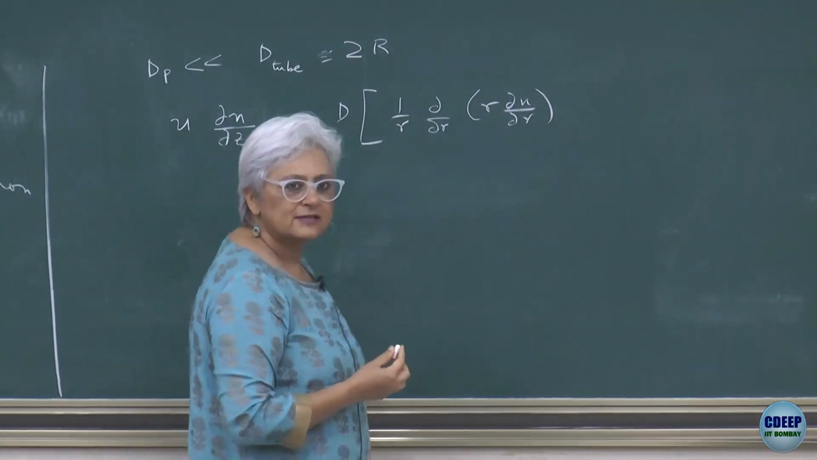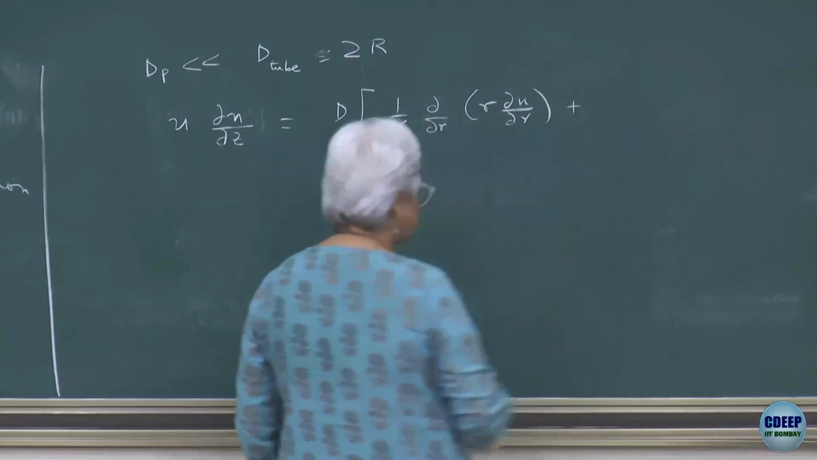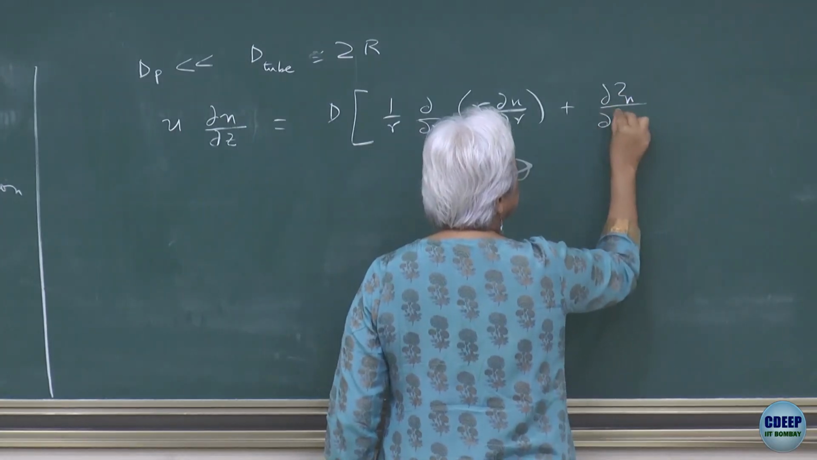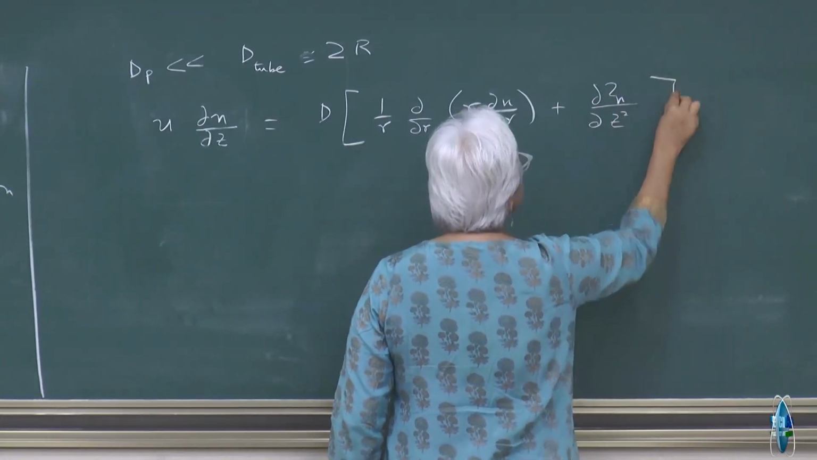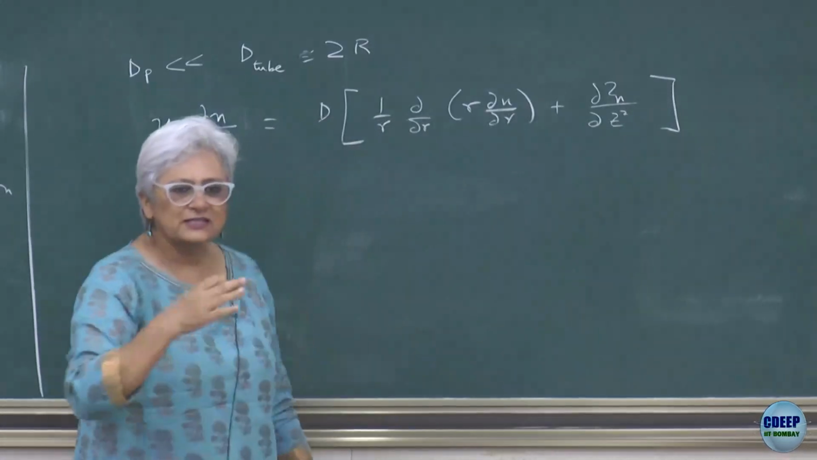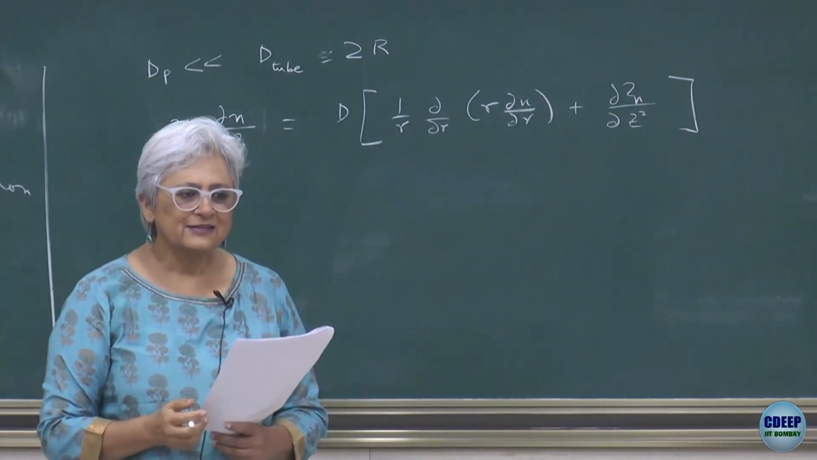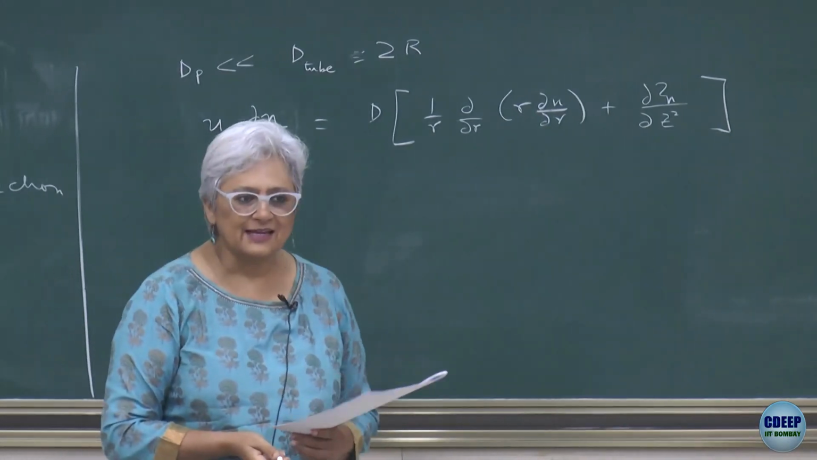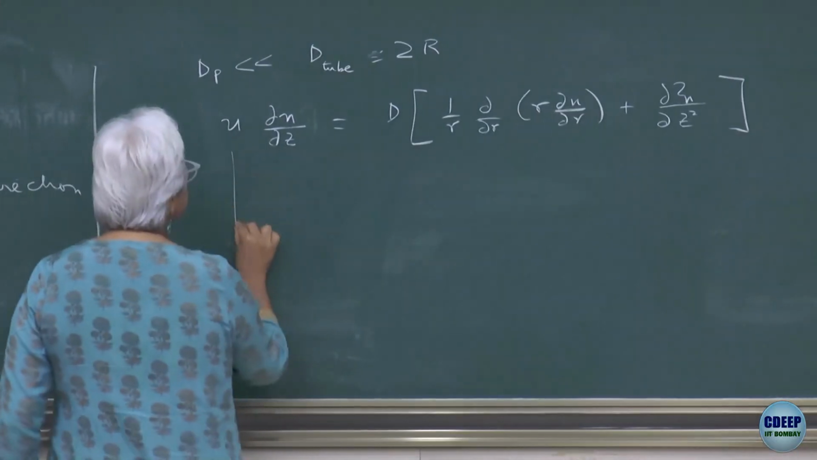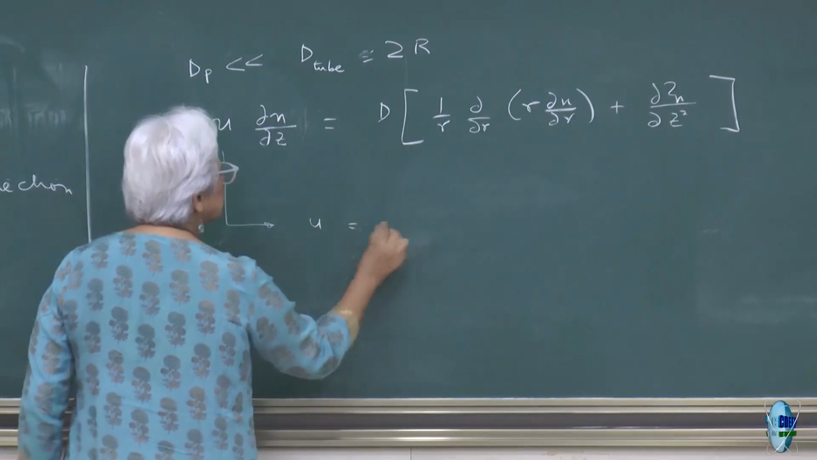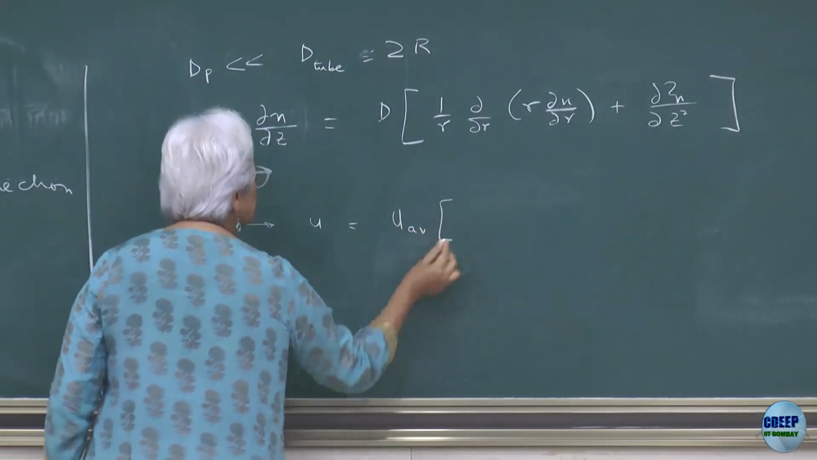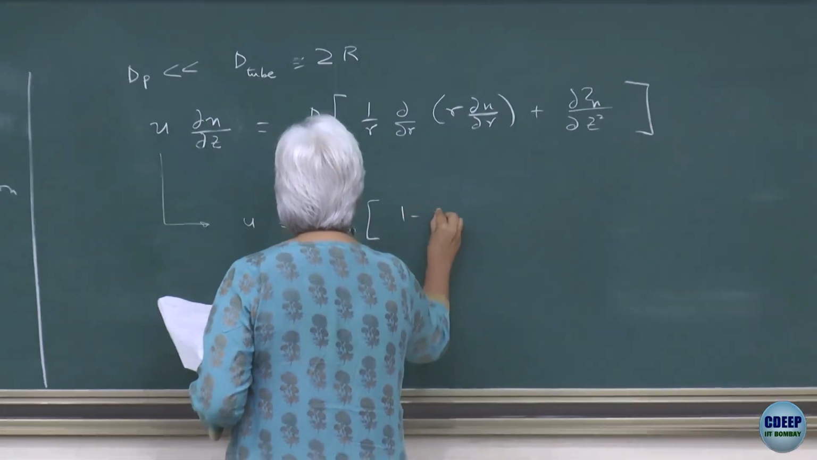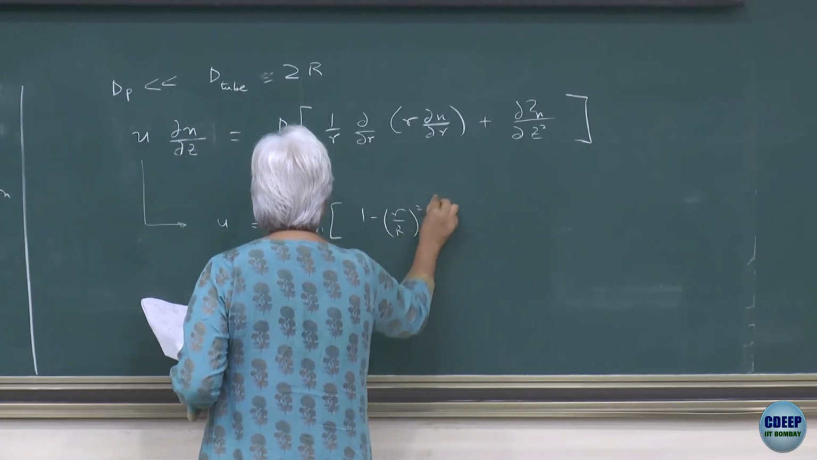And then we also have axial diffusion, which we will say can be neglected. And of course, we recognize that this u can be written in terms of an average velocity as we are used to writing it for fully developed laminar flow, 1 minus r by R whole squared, to just give you the equation.